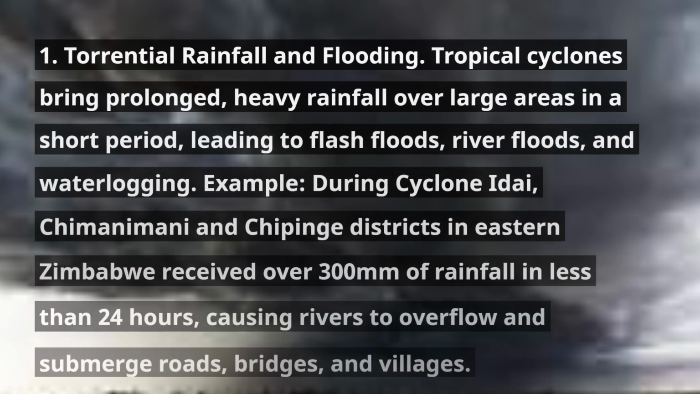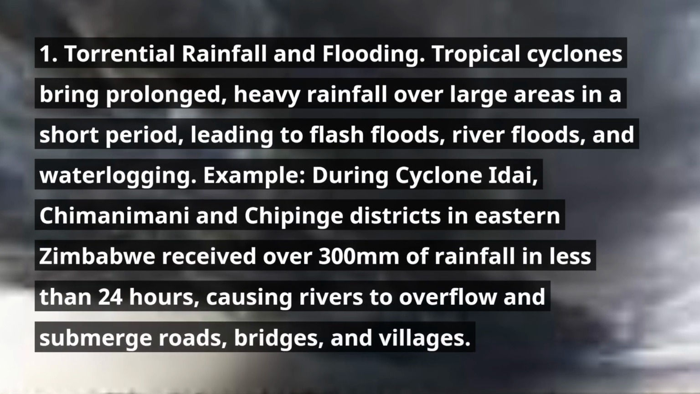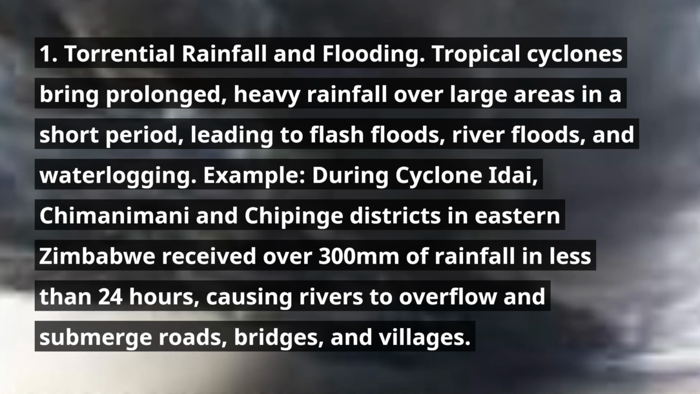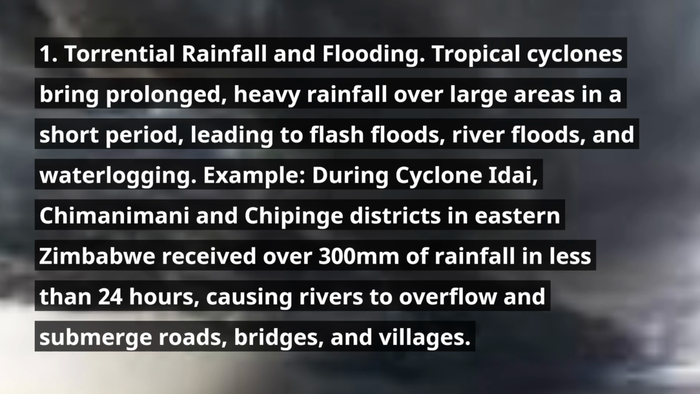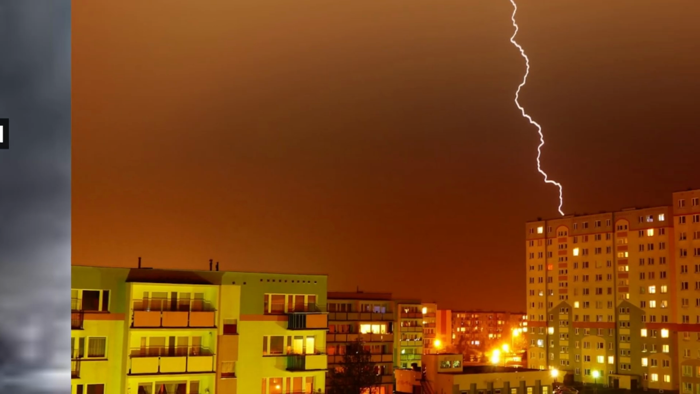Tropical cyclones bring prolonged, heavy rainfall over large areas in a short period, leading to flash floods, river floods, and waterlogging. Example: during Cyclone Idai, Chimanimani and Chipinge districts in eastern Zimbabwe received over 300 millimeters of rainfall in less than 24 hours, causing rivers to overflow and submerge roads, bridges, and villages.